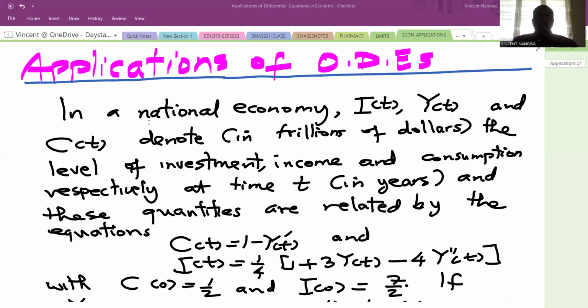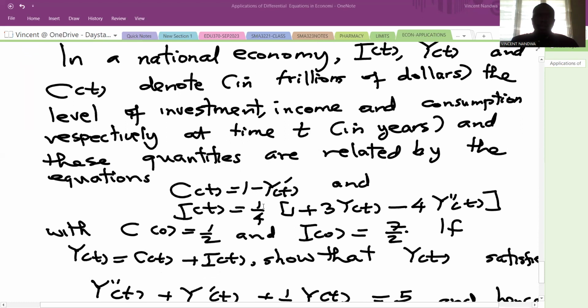So I've been told that in a national economy, I, Y, and C denote in trillions of dollars the level of investment, income, and consumption respectively at time t. And then these quantities are given by these equations. C is I minus the derivative of Y. I is the same as a quarter into 1 plus 3Y minus 4 times the second derivative of Y. Then C is a half at t equals 0, and I is 7/2 at t equals 0.